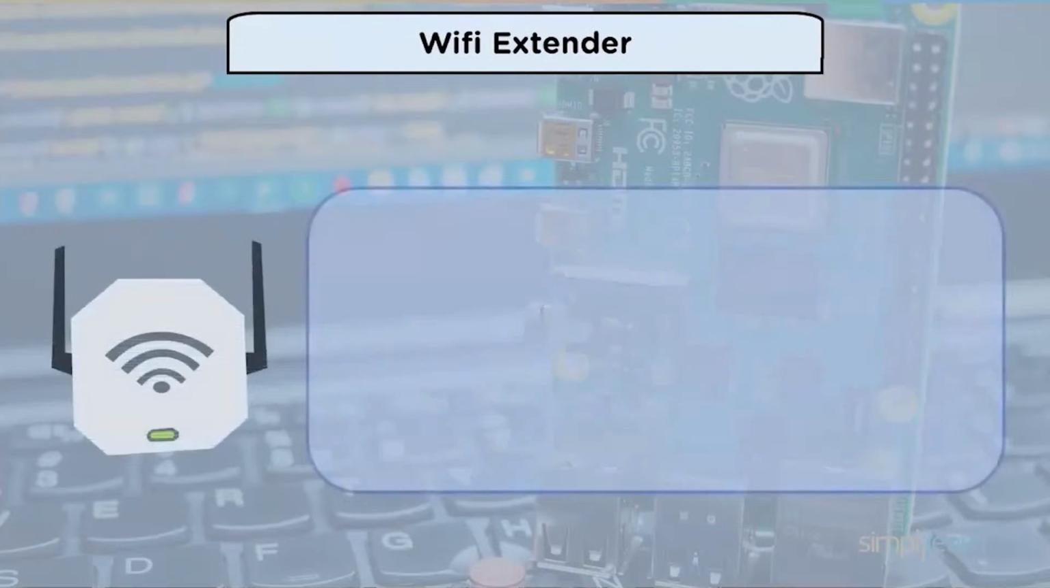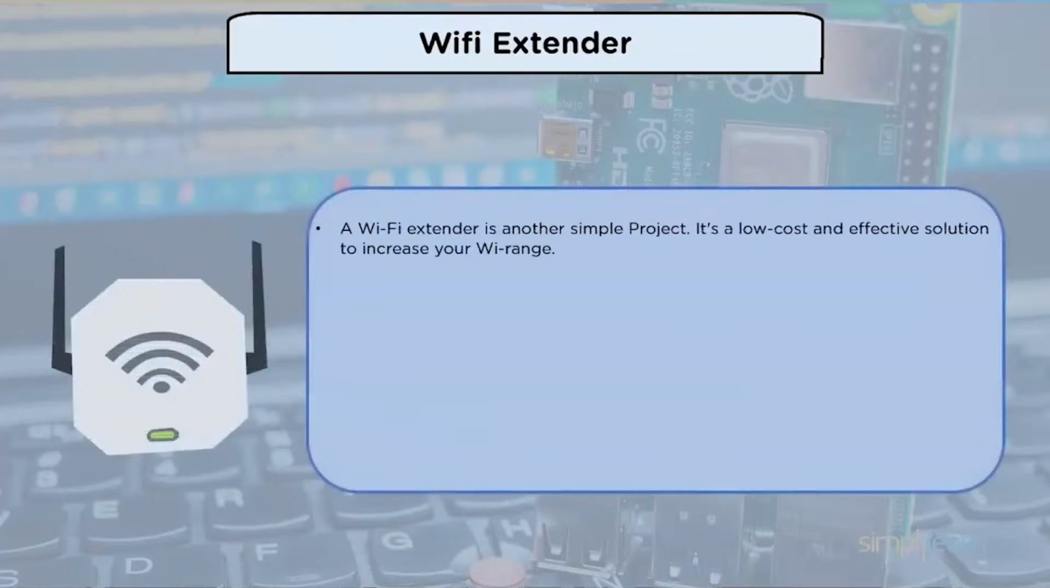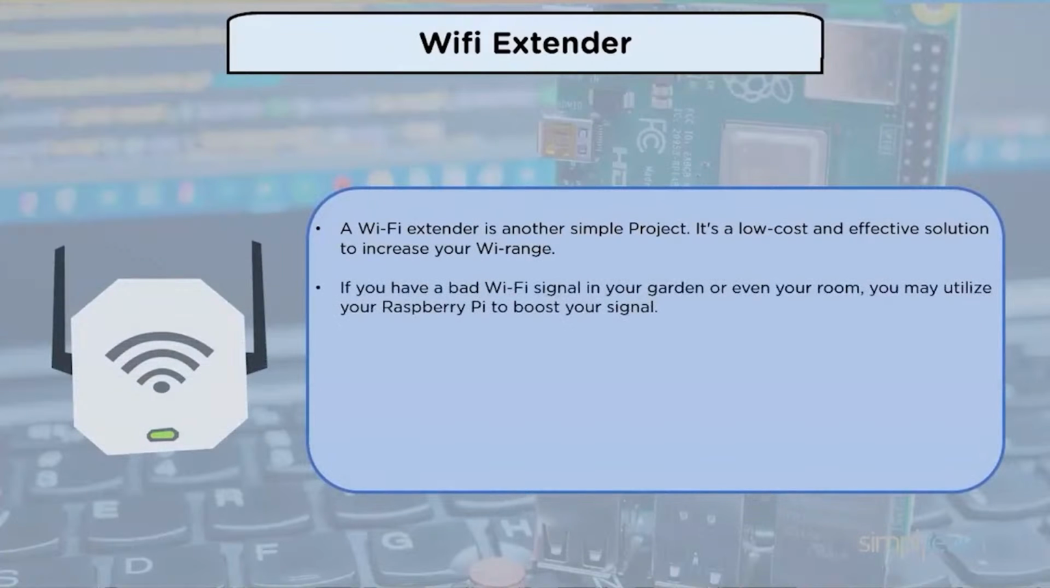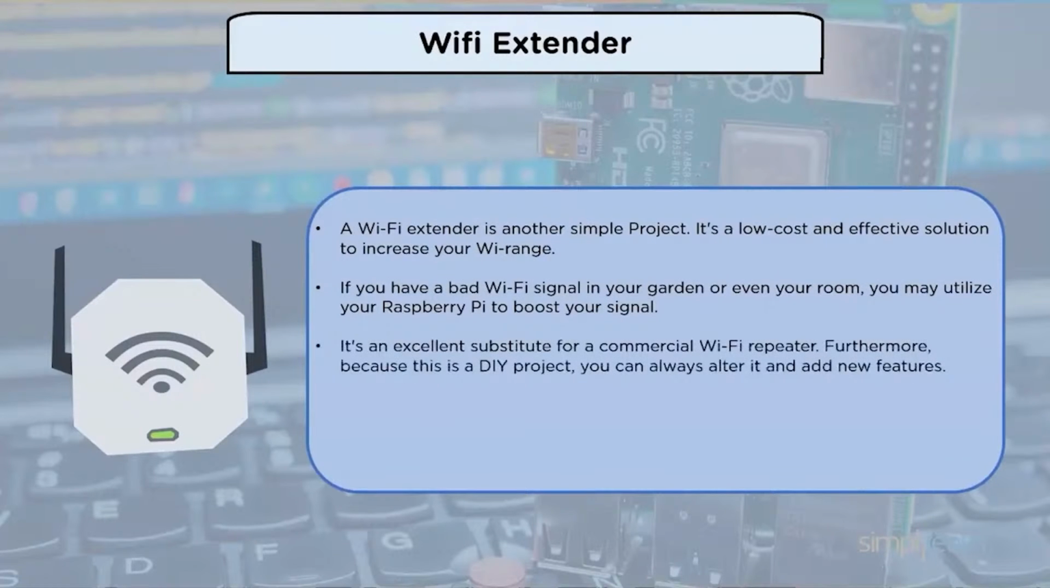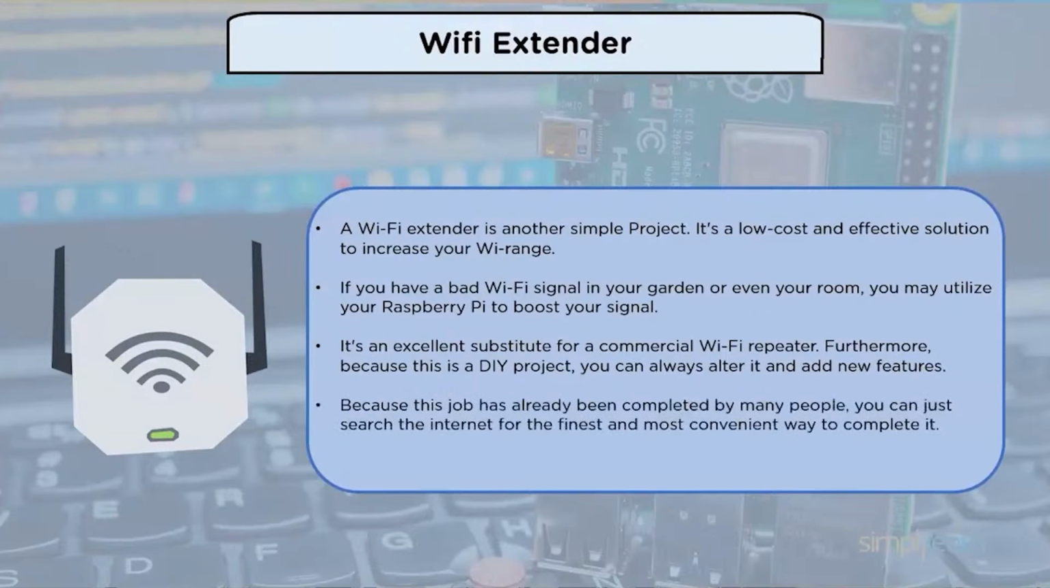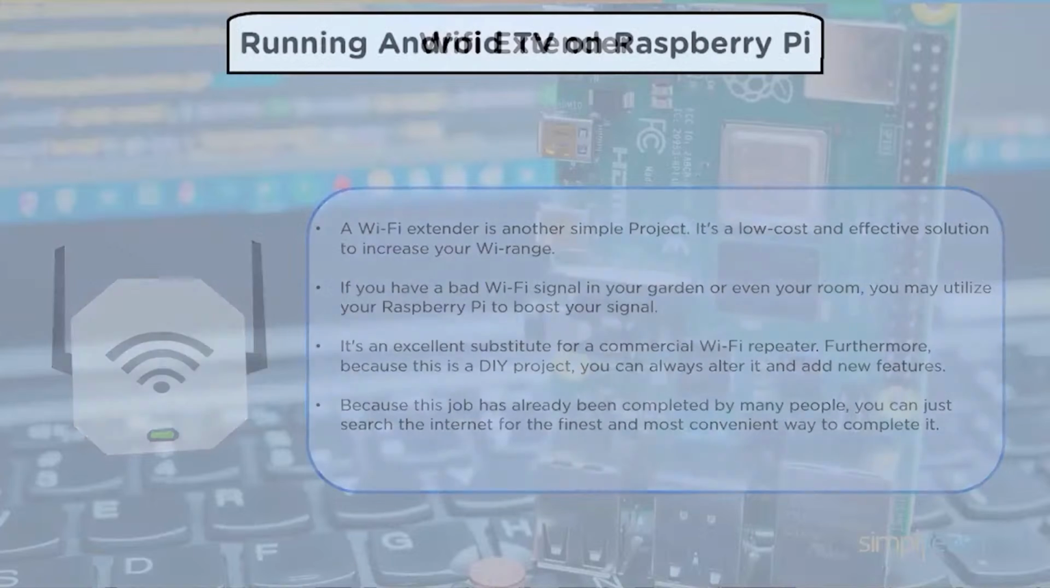Wi-Fi extender. A Wi-Fi extender is another simple project. It's a low-cost and effective solution to increase Wi-Fi range. If you have a bad Wi-Fi signal in your garden or even your room, you may utilize your Raspberry Pi to boost your signal. It's an excellent substitute for a commercial Wi-Fi repeater. Furthermore, because this is a DIY project, you can always alter it and add new features. Because this job has already been completed by many people, you can just search the internet for the finest and most convenient way to complete it.